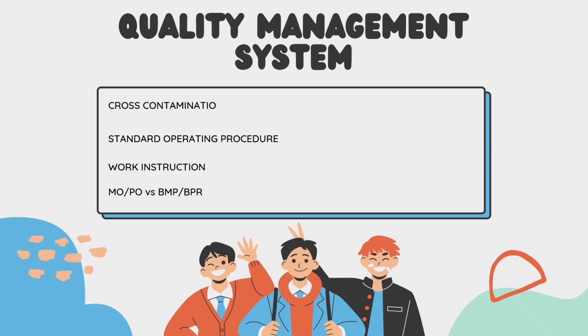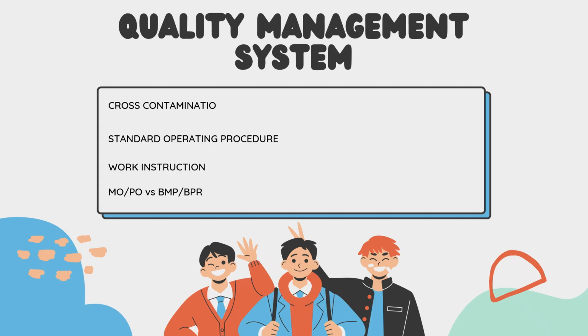Now let's compare MO/PO versus BMR/BPR. MO, or Manufacturing Order, and PO, or Packaging Order, are documents that come from the planning department. They're like the recipe and schedule that trigger the start of production or packaging.